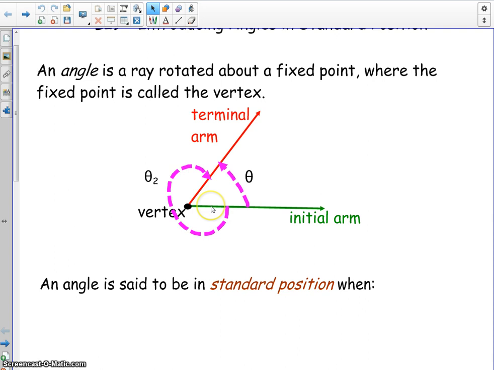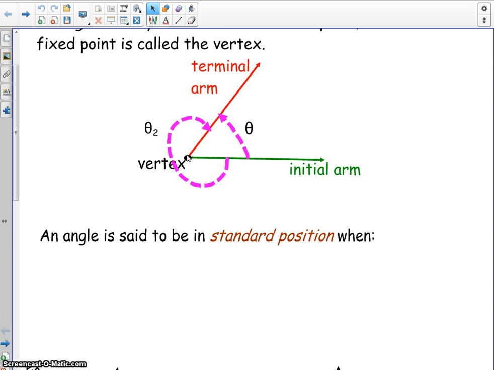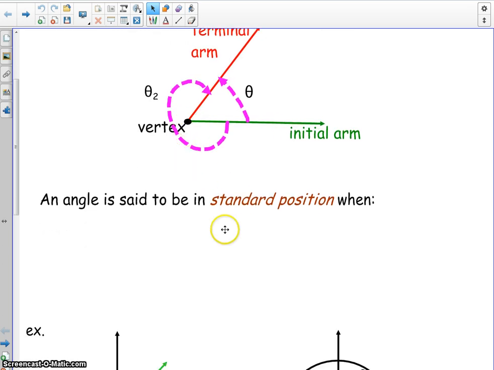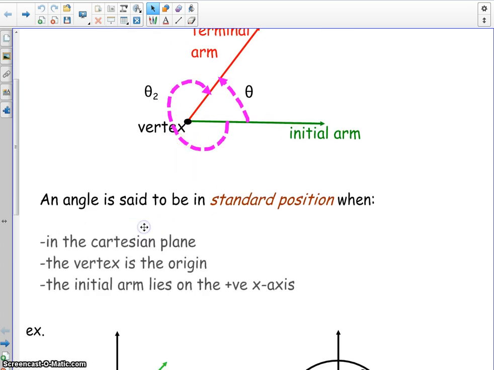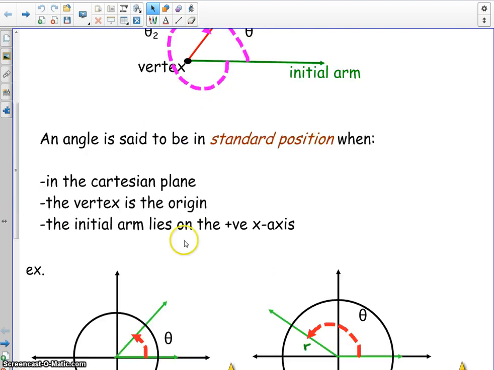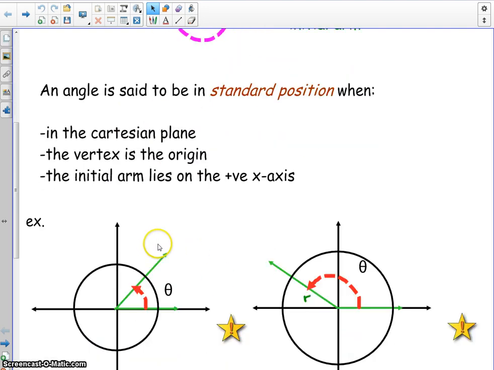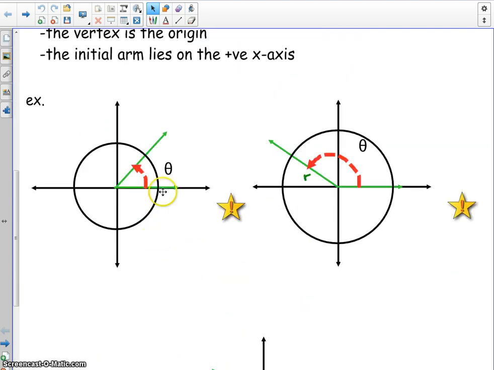Now, this is a weird way of looking at angles, a way you're not used to, but in general, we're going to work with angles in what we call standard position. They're a little bit easier to work with and visualize. In standard position, we have angles drawn in the Cartesian plane where the vertex, where the initial and terminal arms intersect, is at the origin, and the initial arm is on the positive x-axis. So most of your angles in the Cartesian plane are going to look something like this.